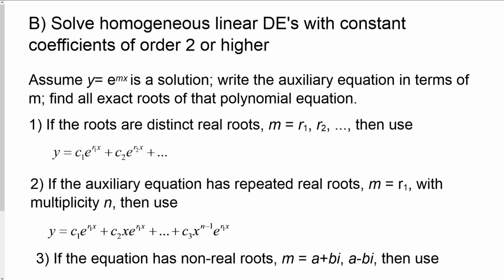All right, so the next thing we did was we learned how to solve homogeneous linear differential equations that have constant coefficients and are of second order or higher. The technique that we used was to make a reasonable guess as to a possible solution, and we assumed that y equals e to the mx was a solution, assuming the independent variable was x. If the independent variable is t, which is the case in a lot of problems, then our assumption is that y equals e to the mt would be a solution.